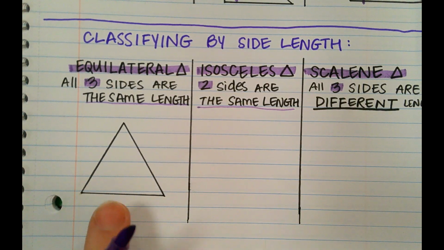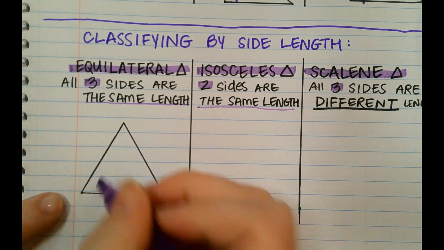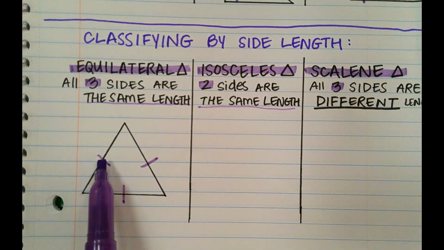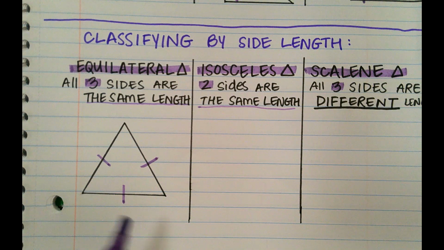Now, the way that we mark this, we kind of saw a little sneak peek of marking sides that are the same with the perpendicular bisector. If you remember, we said that line segment was exactly the same length on each side, and we showed that by putting little tick marks. So all three sides are the same. Every side gets the same number of tick marks, one for each. So this is how an equilateral triangle would be marked.